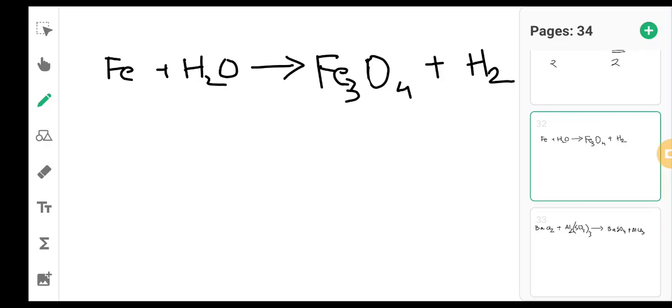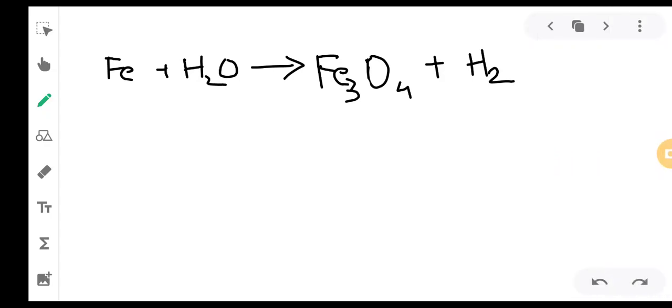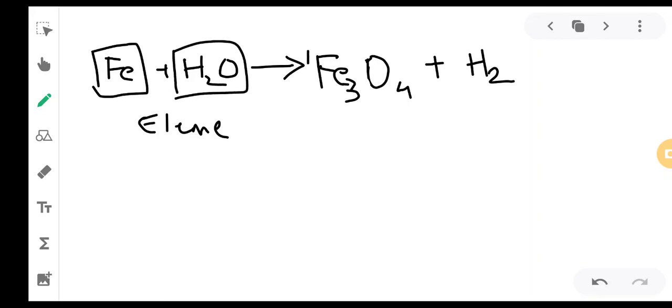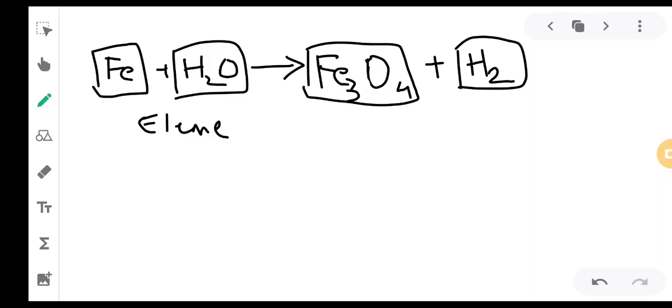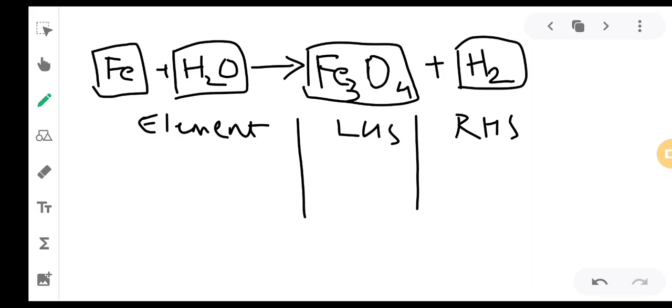I will take one more example. Suppose we have taken this example: Fe plus H2O gives you Fe3O4 plus H2. So how will you balance that equation? First thing is you have to draw the boxes around each reactant. Next thing is you need to identify how many elements are present and how many atoms are there on the left hand side and right hand side.